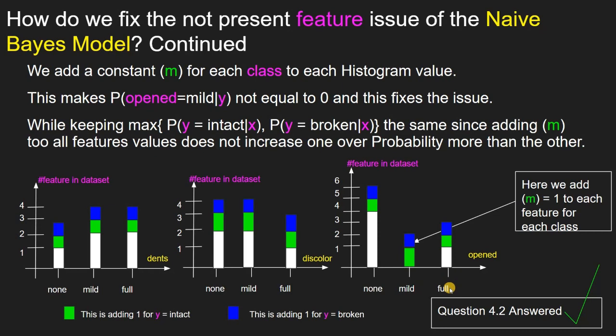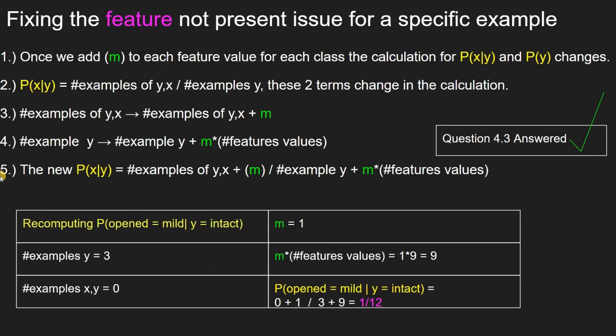Since we added for every feature, right, this does not increase one probability more than the other, right? So the maximum of the probabilities of y equal to intact given x, and the probability of y equal to broken given x is the same after we added m as it was before we added m. And this should answer question 4.2. All right, let's move on.